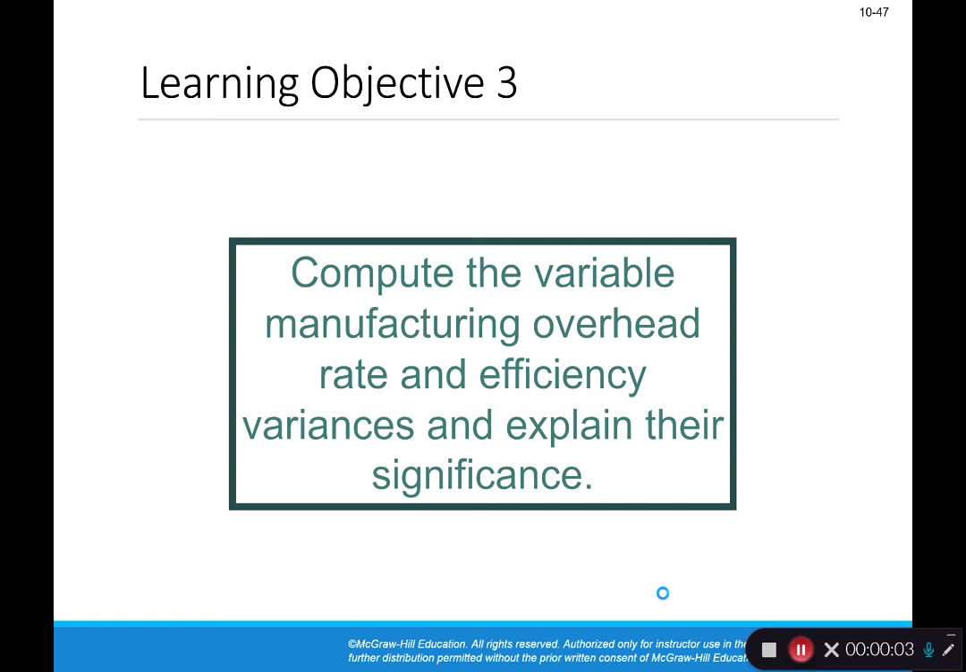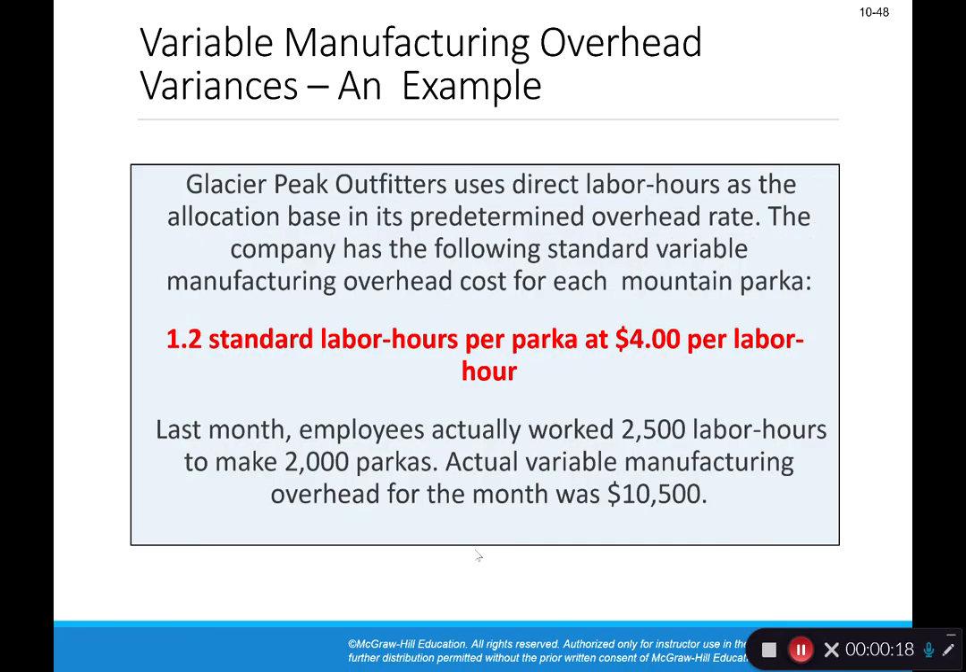All right, now we're going to discuss variable manufacturing overhead rate and efficiency variances. It will seem like you're learning the same thing again because it is the same process. So here we go with our friends at Glacier Peak Outfitters. They use direct labor hours as the allocation base for their predetermined overhead rates.